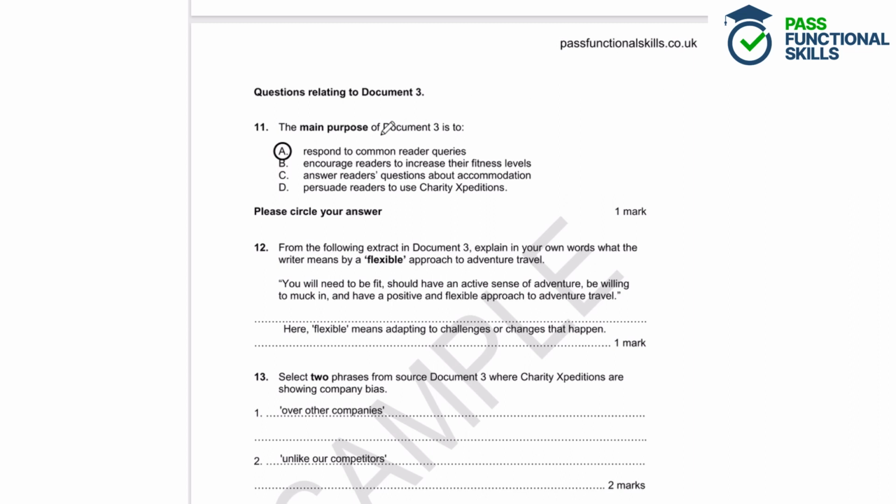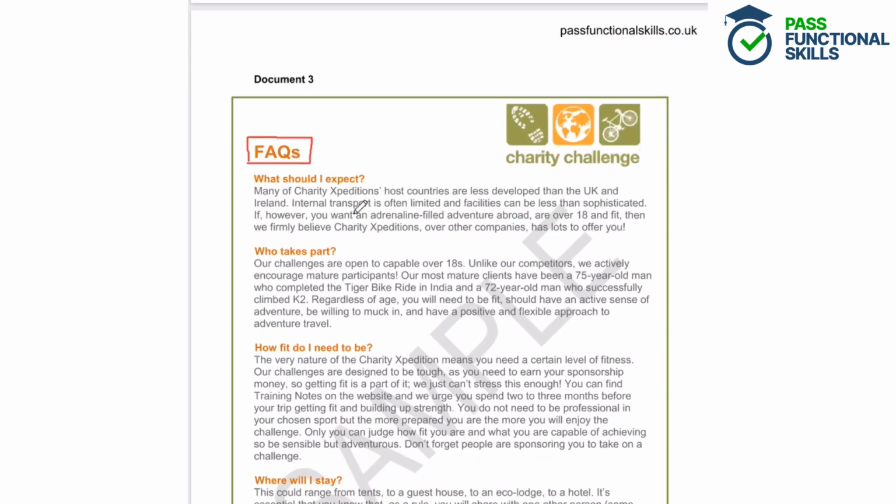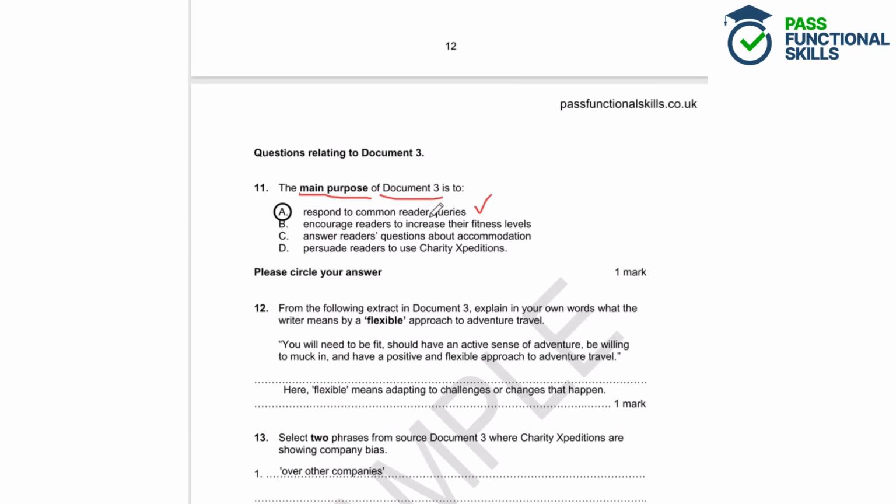So here we need to be looking at document 3 and we need to find the main purpose of the text. So what are the aims of the writer? Why have they written this text? Is it to respond to common reader queries? Well, yes, it is. We know this because these are FAQs, that means frequently asked questions, and we see the questions here on the document. So we're responding to reader queries, that means questions. If you didn't know the meaning of that word, just have a look in your dictionary.